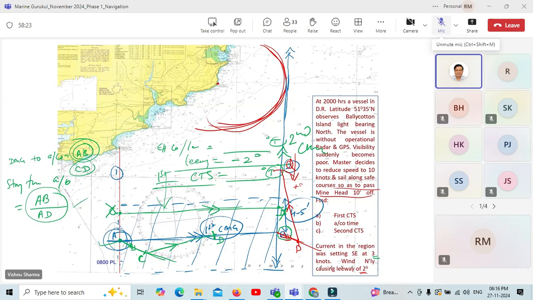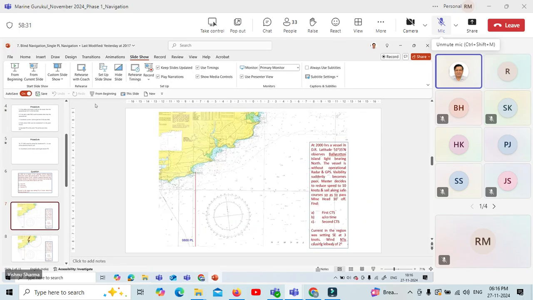So I have explained you the procedure. Now I'll show you the same thing which is plotted on this. Let me clear the handwritten stuff here. And then if you have any doubts, do let me know what is coming to your mind.